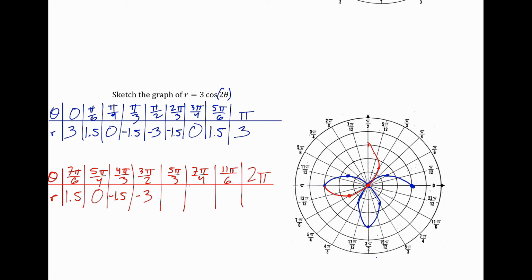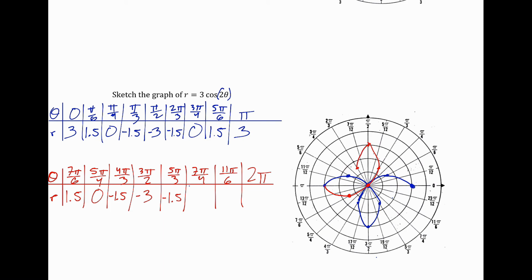5 pi over 3, we get another value of negative 1.5. So again, if we're facing 5 pi over 3, facing this direction, this would be the positive direction. We're going to be going the opposite direction. We're going to go negative 1.5 in that direction. So it'll be right about there.